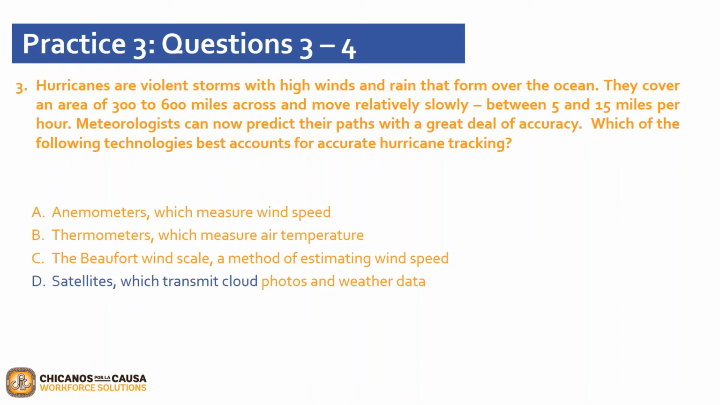The correct answer is D, satellites, which transmit cloud photos and weather data. Anemometers, thermometers, and the Beaufort wind scale only measure one aspect of the hurricane. Satellite photos of cloud patterns help meteorologists identify hurricanes and follow their paths. Weather data helps them follow changes in the intensity of the storm. Thus, the photos and data from satellites help meteorologists make predictions about the development and movement of hurricanes.